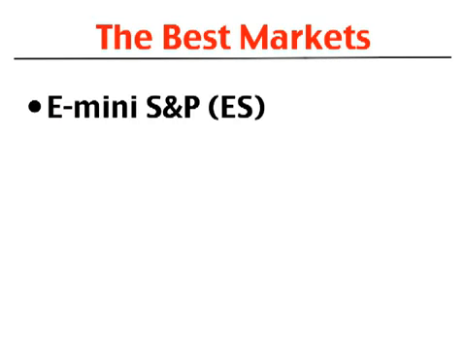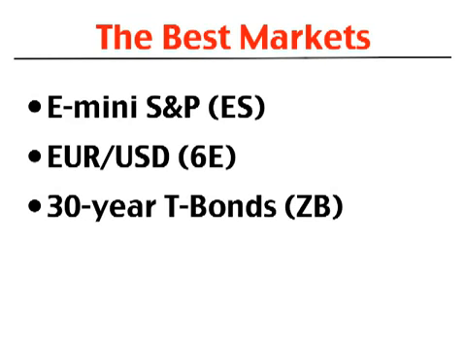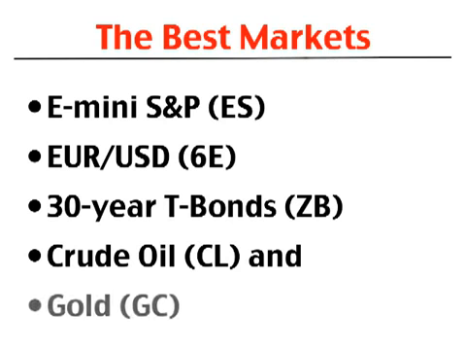I trade the E-mini S&P, the euro versus the dollar, the 30-year T-bonds, crude oil, and gold. And although you can trade all these markets as ETFs, I prefer trading them as futures markets. Since they are extremely liquid, it is easy to go long and short, and the margin requirements are really low.